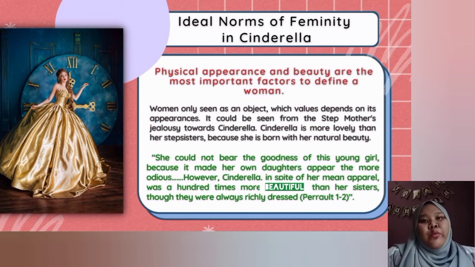The second norm of femininity in Cinderella is that physical appearance and beauty are the most important factors to define a woman. Women are only seen as an object, whose value depends on appearance. It could be seen from the stepmother's jealousy toward Cinderella. Cinderella is more lovely than her stepsisters because she is born with natural beauty. It can be seen in Perrault, page 2, that she could not bear the goodness of this young girl because it made her own daughters appear the more odious. However, Cinderella, in spite of her mean apparel, was a hundred times more beautiful than her sisters, though they were always richly dressed.